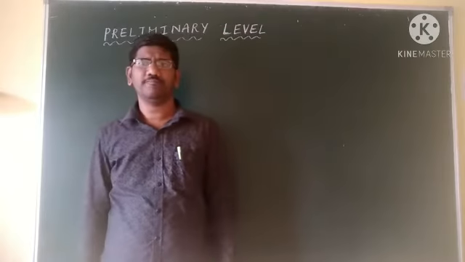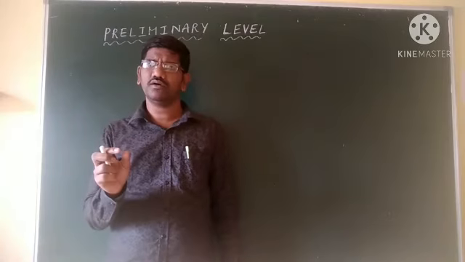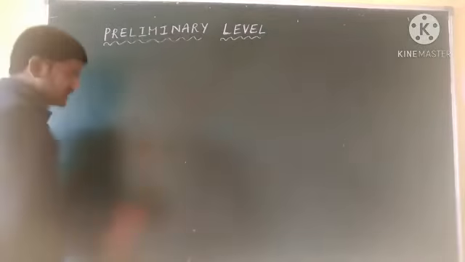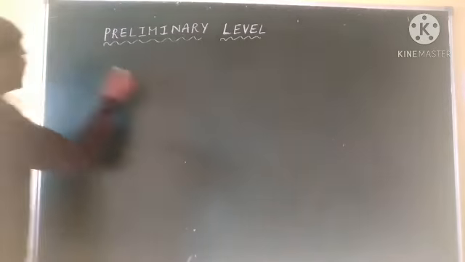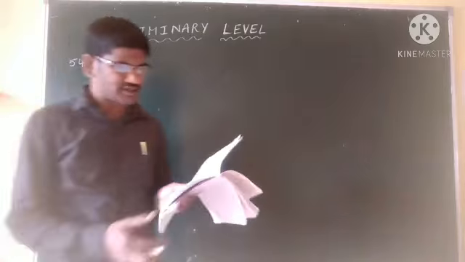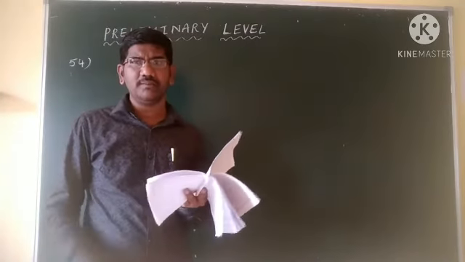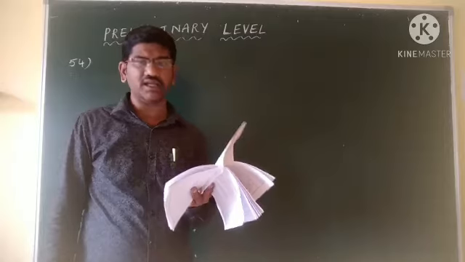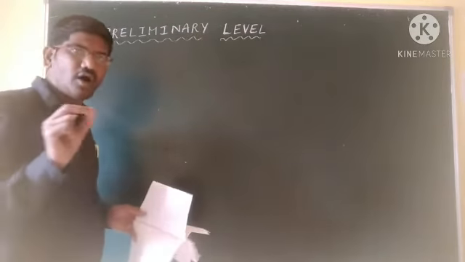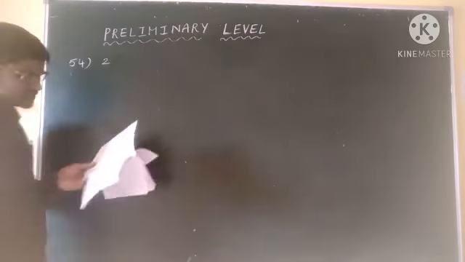Okay students, we can discuss some problems based on equilibrium. In the preliminary level, question number 54: the minimum number of forces equal in magnitude in a plane that can keep a particle in equilibrium is, okay, so the answer is 2, option 2. So the 54 answer is 2. Go through this question.